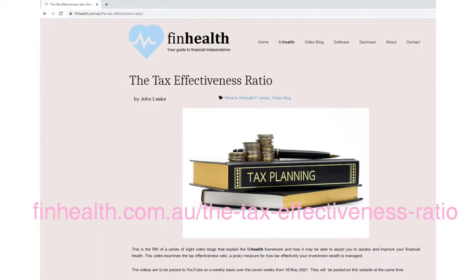While inflation is outside your direct influence, we advocate that you should strive to maximise the pre-tax return on your investment portfolio for risk taken. Then, in order to minimise the tax payable on your investment returns, you should look to hold them in the most tax-effective entities. This approach is the rationale behind the tax effectiveness ratio, one of FinHealth's key indicators of good financial health or financial independence.